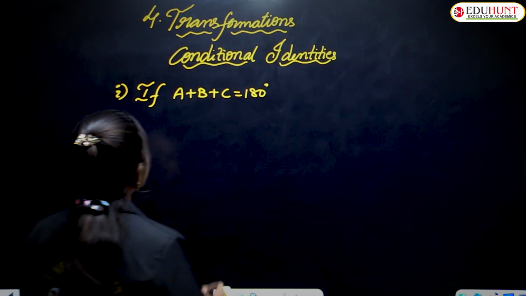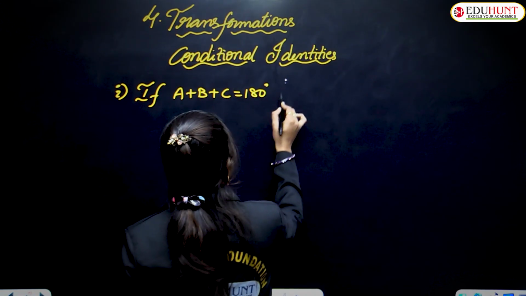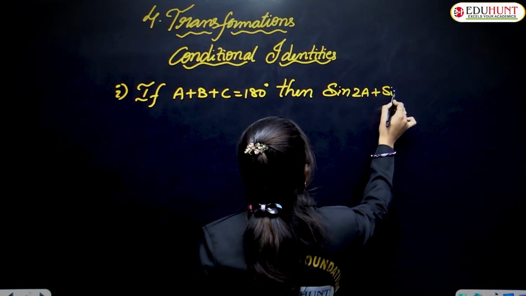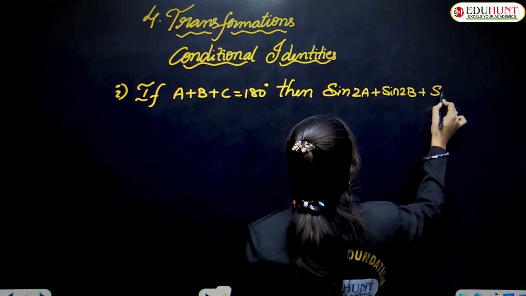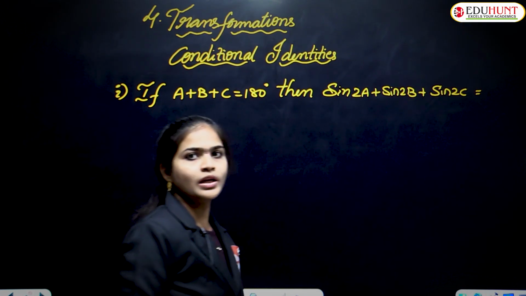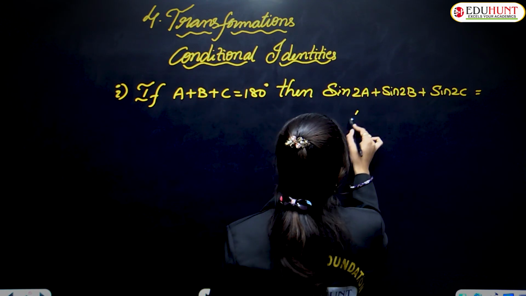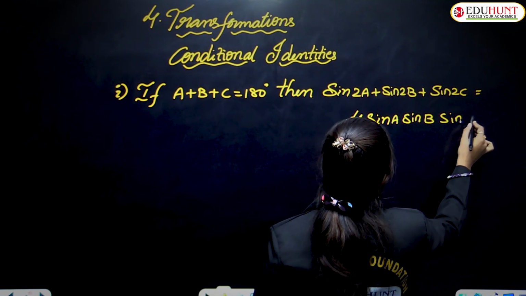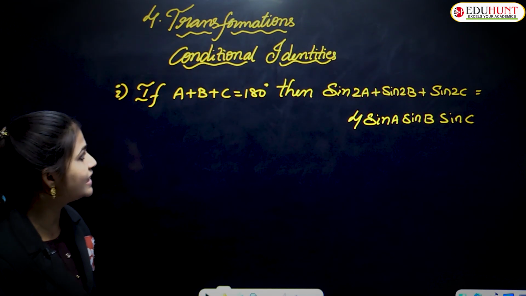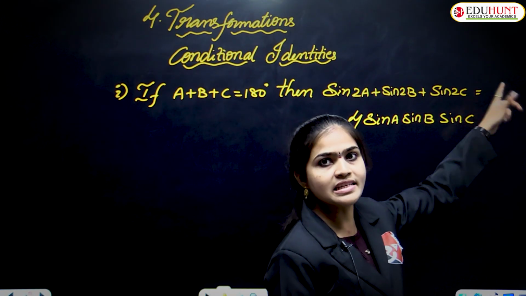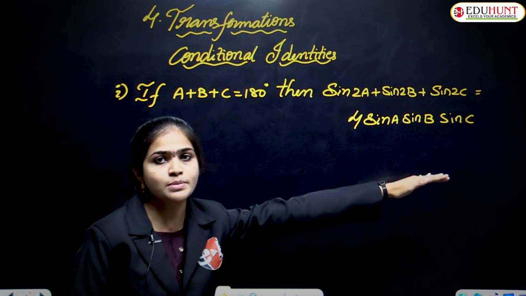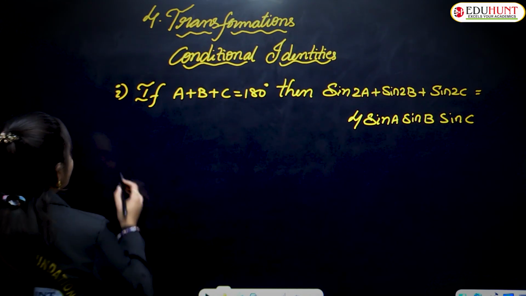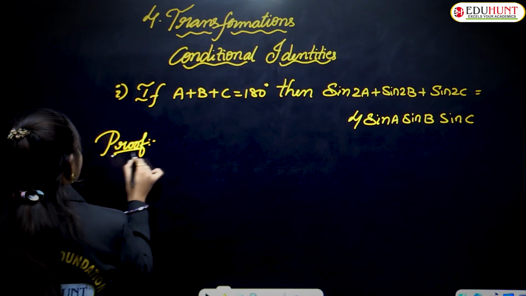So the first identity is: if A plus B plus C is equal to 180 degrees, then sin 2A plus sin 2B plus sin 2C is equal to 4 sin A sin B sin C. This is proved only if the condition A plus B plus C equal to 180 holds. Let us see the proof.